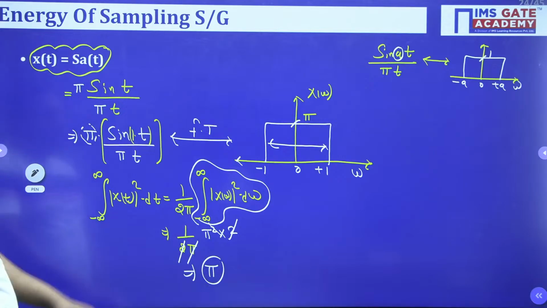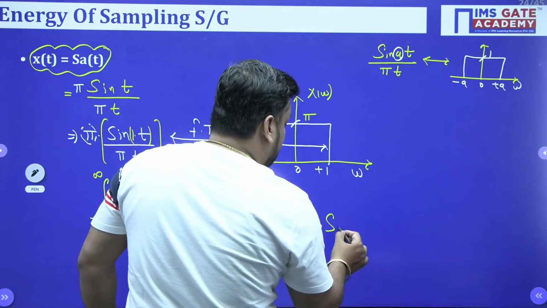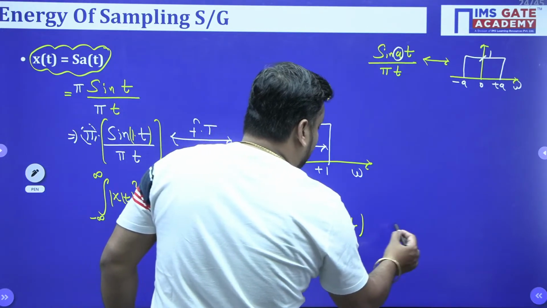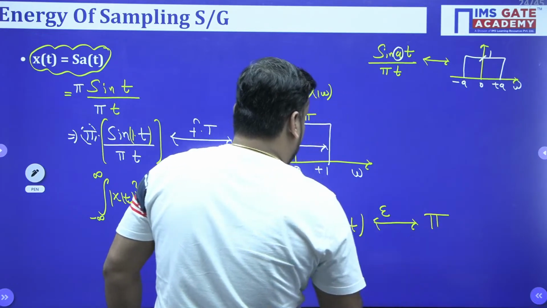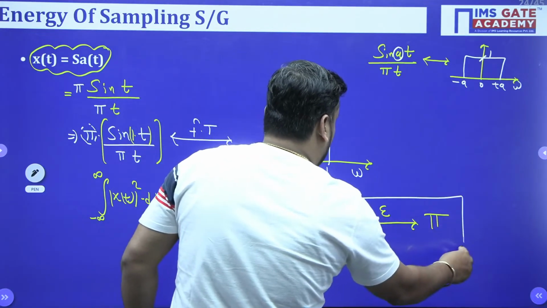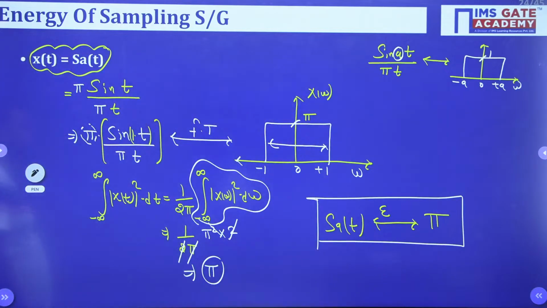So what is the answer? The answer is pi only. It means I can make a box: the sampling function of t has energy equal to pi. Sampling function of t having the energy pi. Till here, is everything clear or not, beta? Do reply fast.